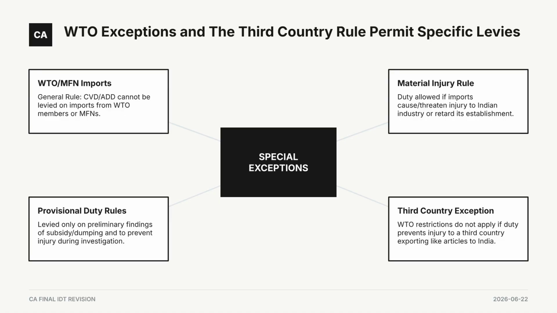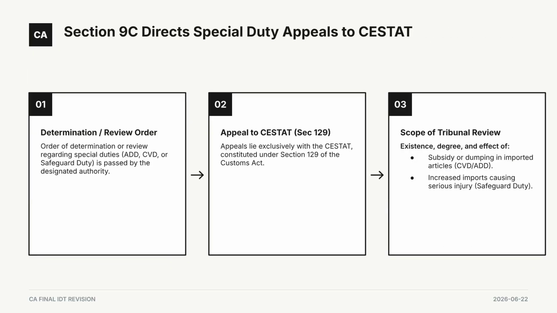An additional exception exists where duties are imposed to prevent injury to a third country exporting similar goods to India. Whenever disputes arise regarding safeguard duty, countervailing duty, or anti-dumping duty, the appellate forum is the Customs, Excise, and Service Tax Appellate Tribunal, commonly known as CESTAT. Appeals can be filed against determinations or reviews involving subsidies, dumping, or increased imports causing serious injury. In simple terms, if any party disagrees with the findings regarding special customs duties, CESTAT acts as the judicial authority responsible for reviewing and deciding such disputes.